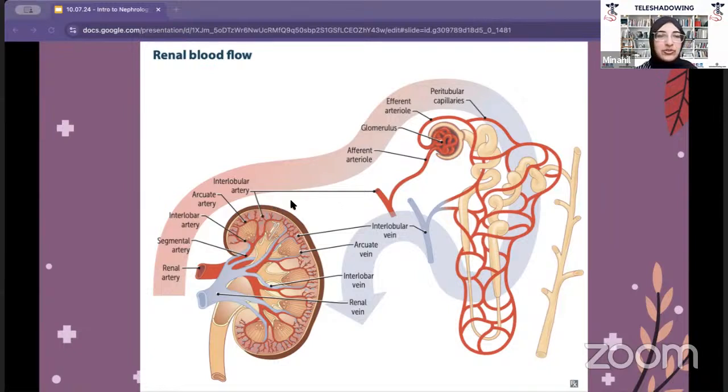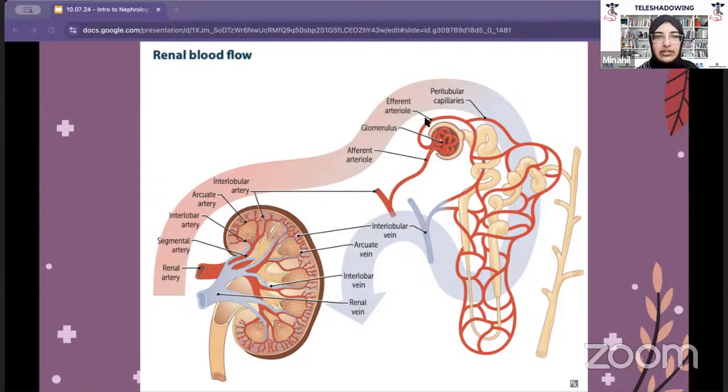Blood flows through the afferent arteriole into the glomerulus, where the filtration actually begins, and then it exits through the efferent arteriole. How I remember this is that E is for exit. That's a mnemonic I use: E for exit, and A is how it enters. So afferent into the glomerulus, and then the blood exits through the efferent arteriole.